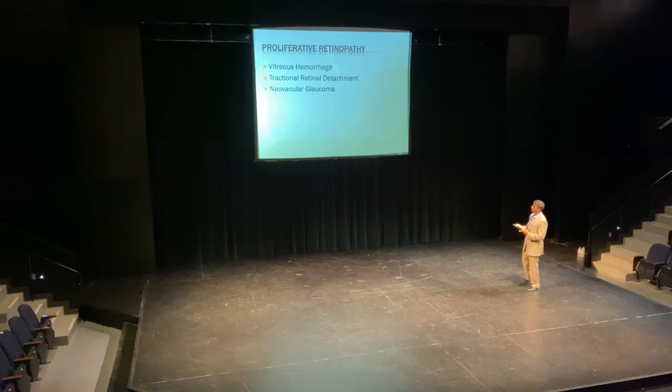All right, so what are the complications when we see proliferative retinopathy? What are we trying to prevent the patient from having, and what are they subject to without treatment? So one is a vitreous hemorrhage, the second is a traction retinal detachment, the last is neovascular glaucoma. Okay, we go through these.